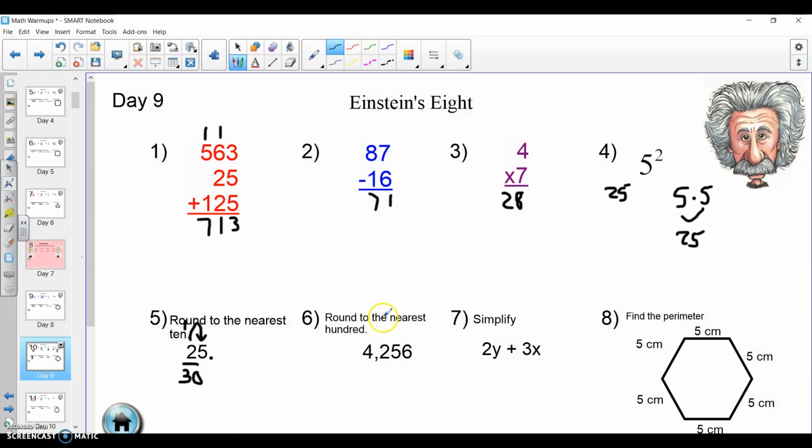So rounding to the nearest 100, which number's in the hundreds? The 2 again. And this time, it's going to be a 3 again because you're going to add 1 to it. And what happens to the 5 and 6? And what happens to the 4? Stays the same. I see a couple people that put 300 but forget to go back and put that digit in front of it down.